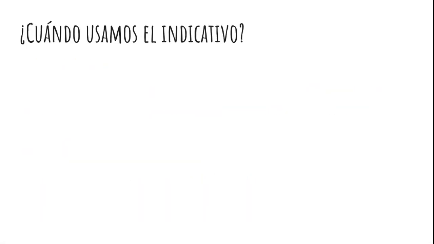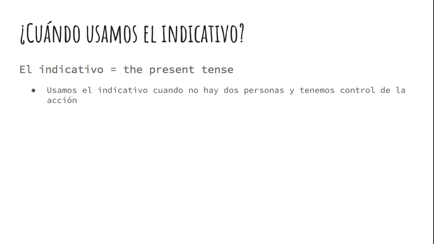So now let's move on to when we use the indicative. So first, what actually is the indicative? The indicative is just a fancy name for the present tense, which we know how to use very well. But when do we actually use this instead of the subjunctive? So primero usamos el indicativo cuando no hay dos personas y tenemos control de la acción. If we don't have two people, we have more control over the action.